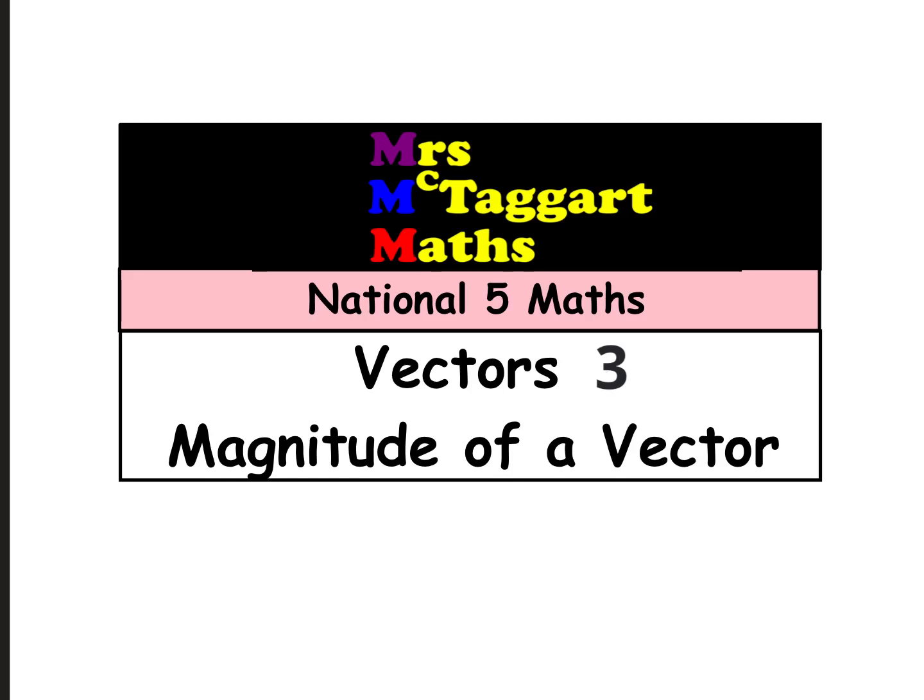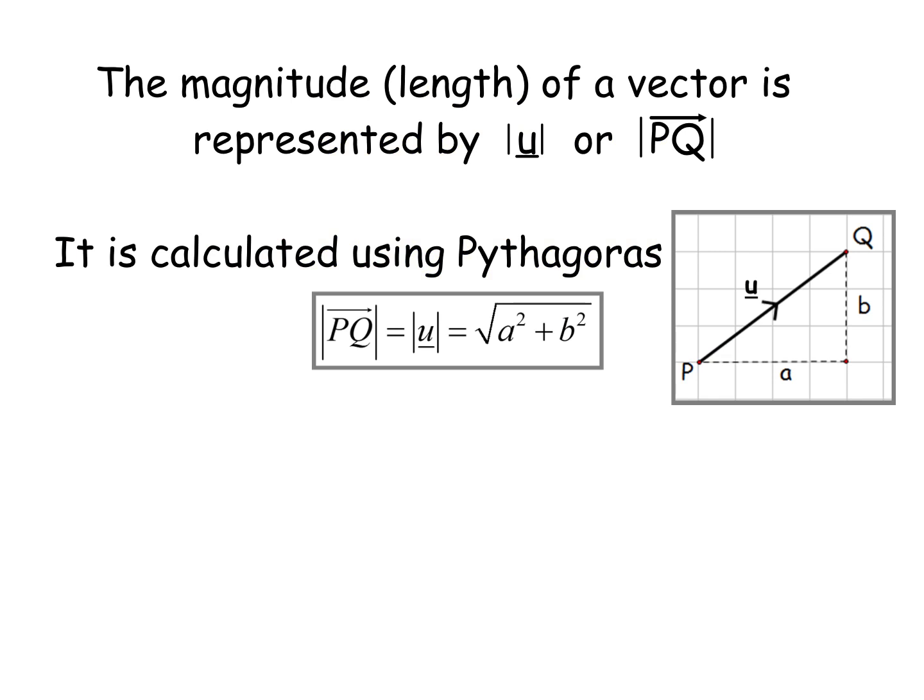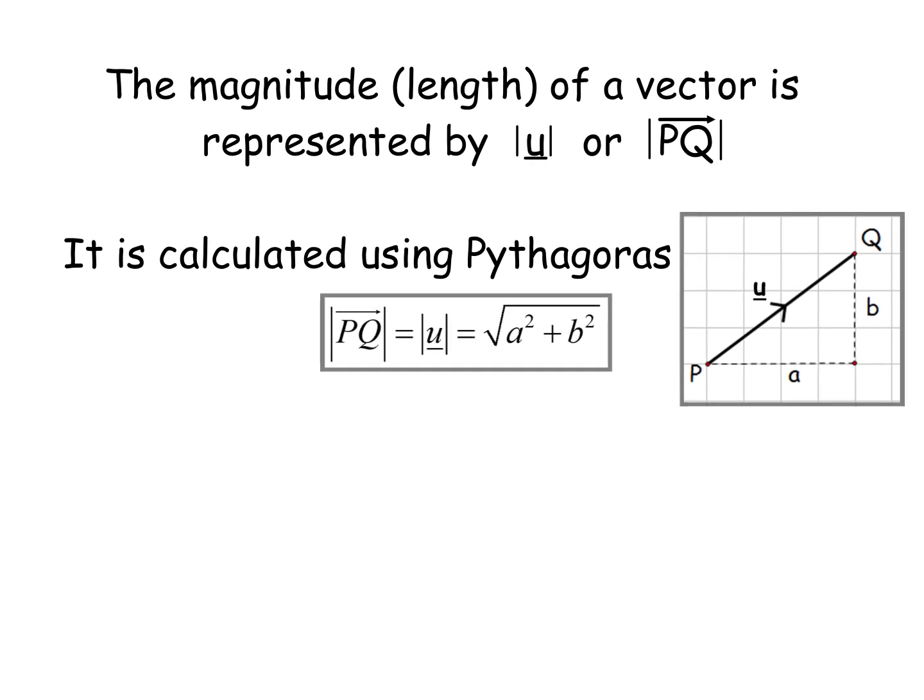We're going to be looking at the magnitude of a vector. Now, I've mentioned the word magnitude before. Magnitude in maths is a fancy word for length, which is what's written here. So the magnitude of a vector, let's talk about the notation. This is the notation here.